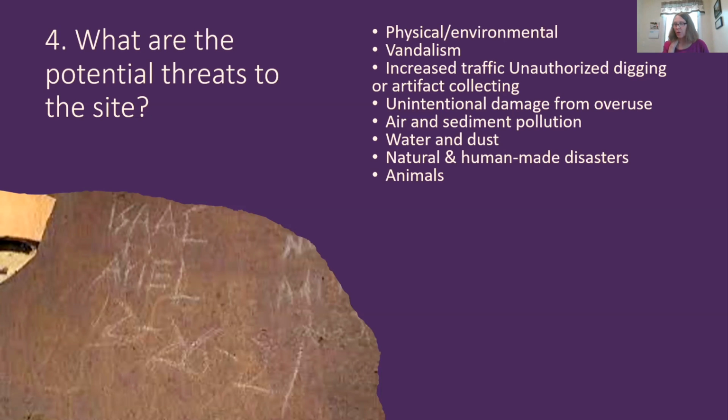Unintentional damage from overuse. This can be something just as simple as trampling the deposits below a rock art site, people touching the rock art and leaving their skin oils on the rock, which certainly changes the chemistry of the rock. People may be trying to remove vegetation so that they can get a picture. So these type of things you want to try to evaluate as best that you can.